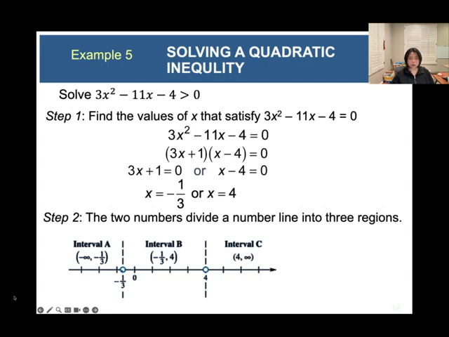Negative 1/3 and then x = 4. Keep in mind our original inequality is strictly greater than, so we're gonna use the open dot here. Open means not equal to. Then write down each interval: from negative infinity to negative 1/3, parenthesis. In the middle, parenthesis negative 1/3 to 4. And then at the end, parenthesis 4 to positive infinity.